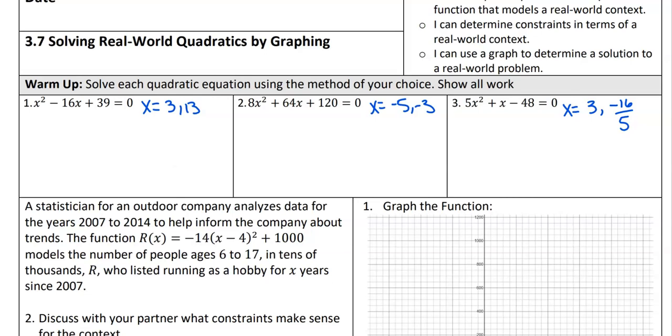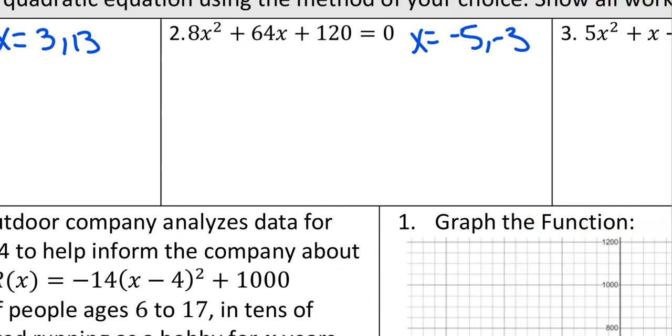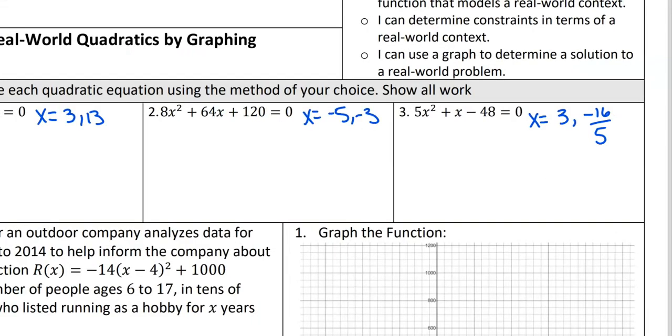For the first one, you should get 3 and 13. For your second one, you should get -5, -3. For the last one, we should get 3 and -16 over 5. Do we need to see any of them? The third one? Yes, the third one?